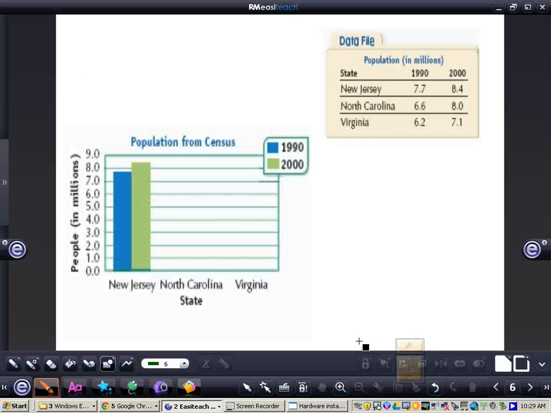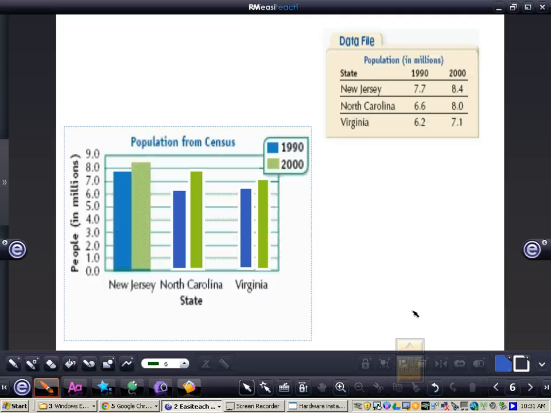What I want you to do now is pause this video, and I want you to look at the data in the data file, and I want you to get graph paper, and I want you to complete this double bar graph, and I will have the answers for you, or what it should look like, when you press play. Do not forget to label every axis. Make sure you have the intervals the correct way, and like I said, when you press play, I will have the correct answers for you. So pause the video now.